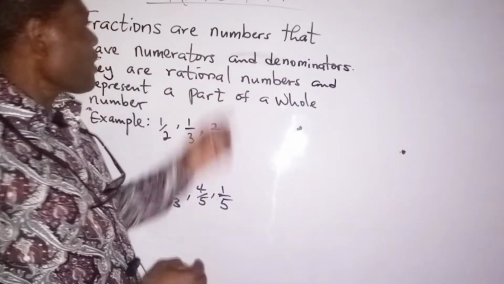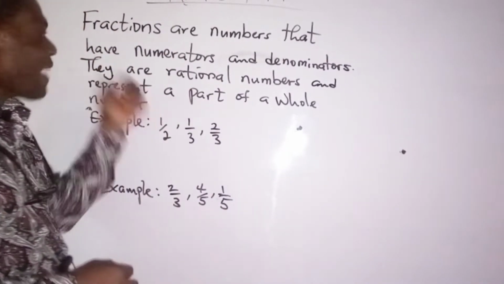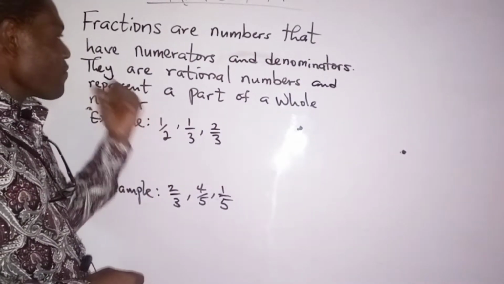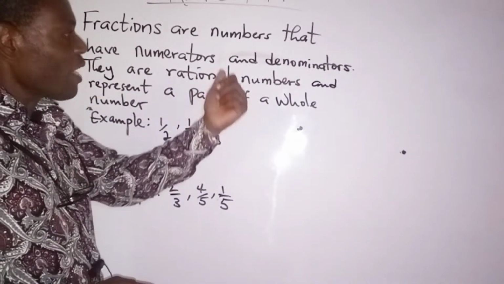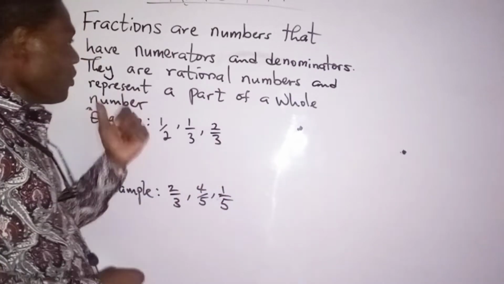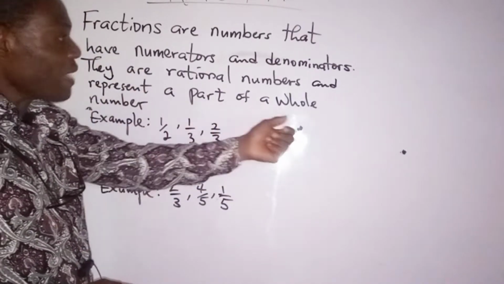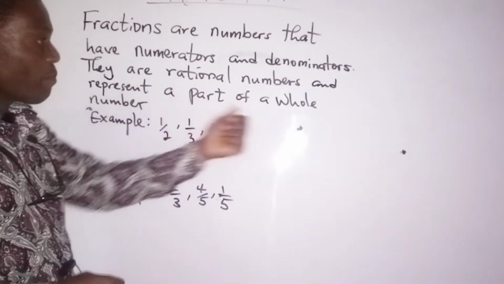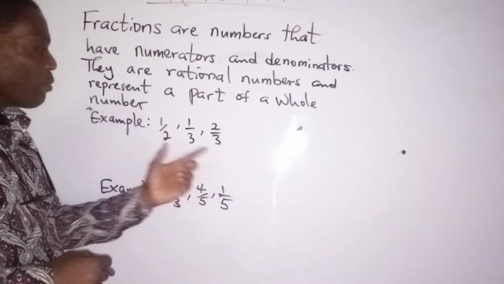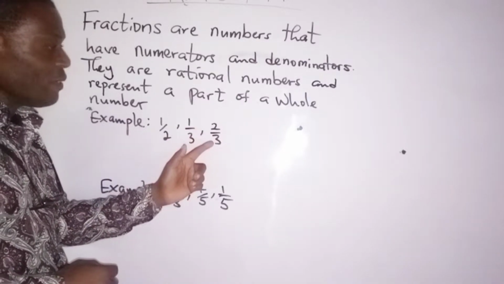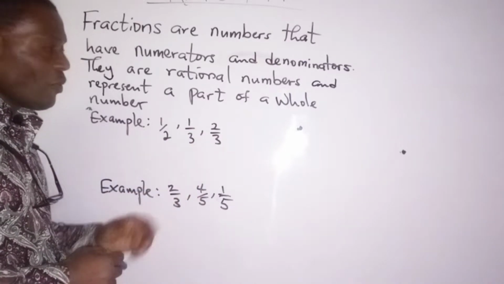Fractions. Fractions are numbers that have numerators and denominators. In fact, they are rational numbers. A fraction represents a part of a whole number. This is an example of a fraction: 1/2, 1/3, 2 divided by 3, 2/3.